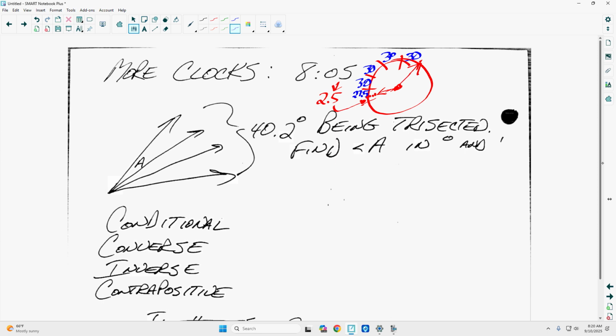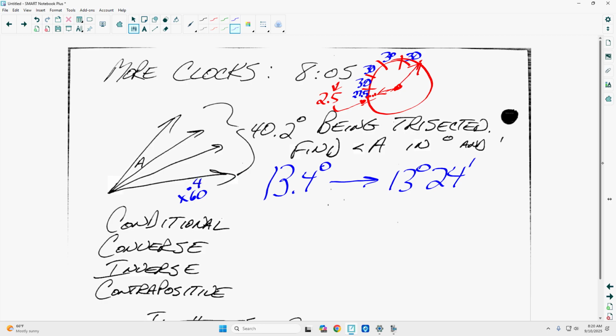It's not writing. I know you can hear that. There we go. 13.4 degrees, but that's not in degrees and minutes. So now I got to take this 0.4 and multiply it by 60. And so the answer would become 13 degrees and then what? 24 minutes. Yippee. It was being trisected.